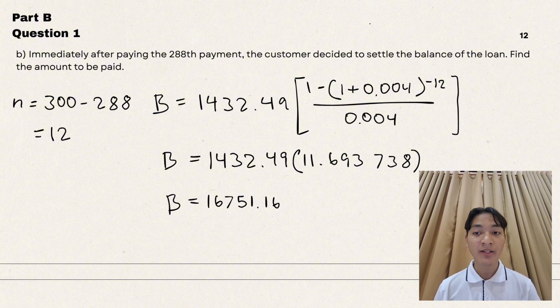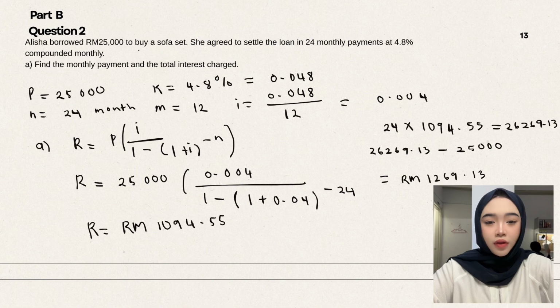First, we calculate the number in the bracket. Then we'll get B equals to 1,432.49 times 11.693738. After calculating, we'll get the balance or B equals to 60,751.16.